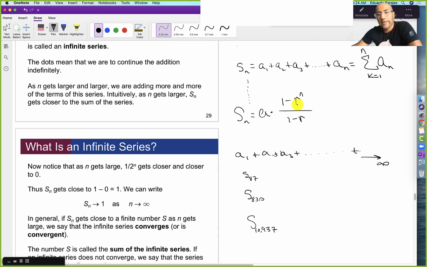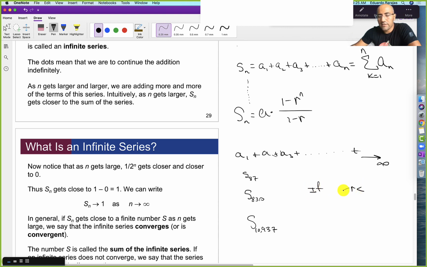Now, if r is a number, notice that as n gets larger, 1/2 to the power of n gets closer and closer to 0. Thus S of n gets closer and closer to 1 minus 0, which is 1.